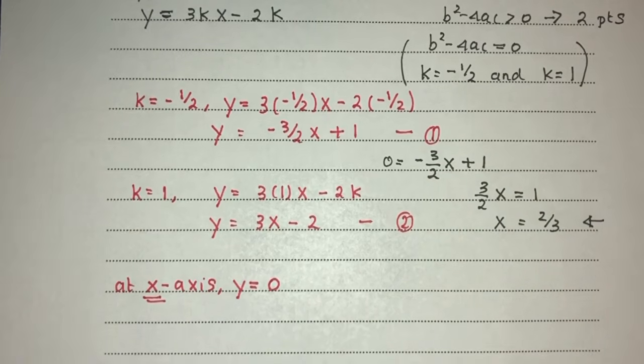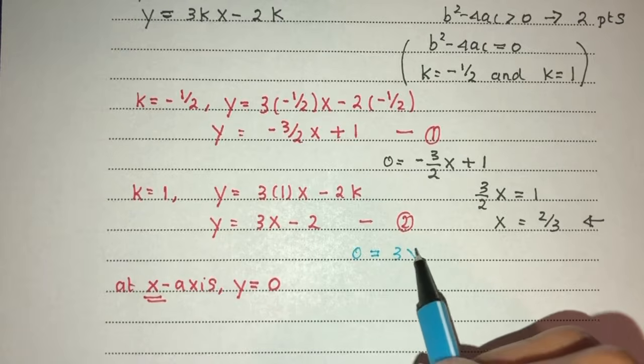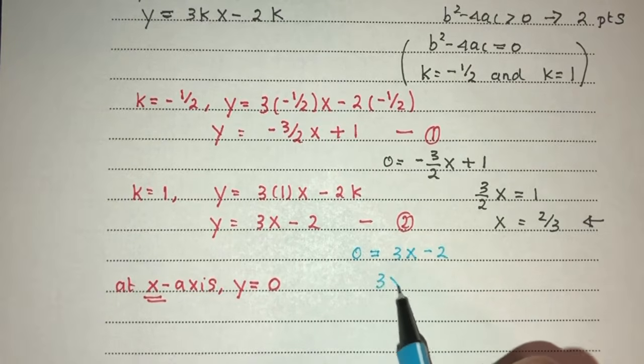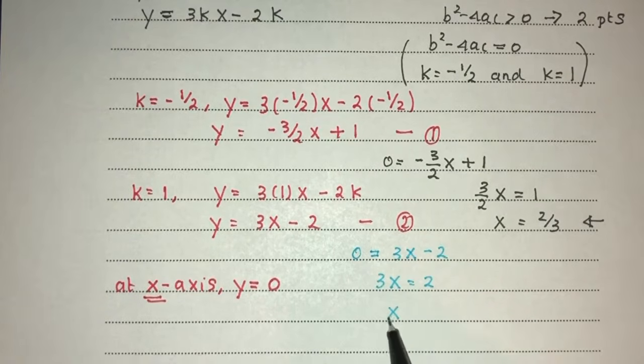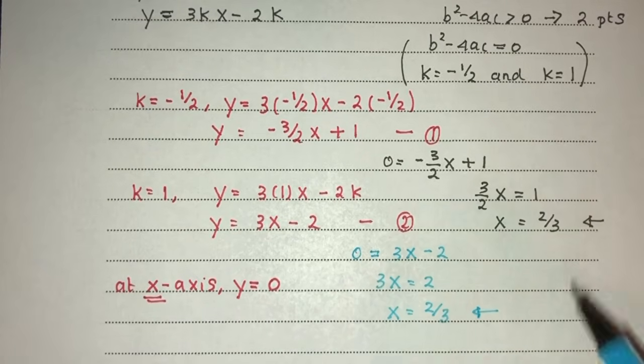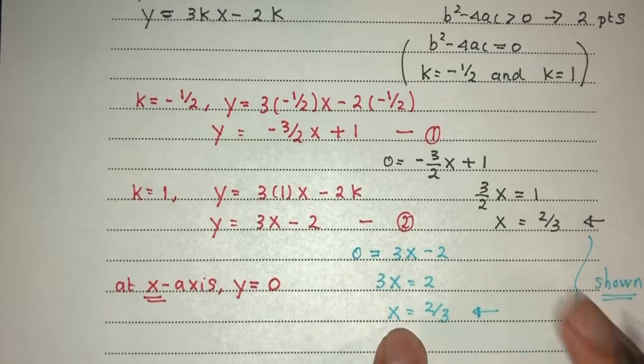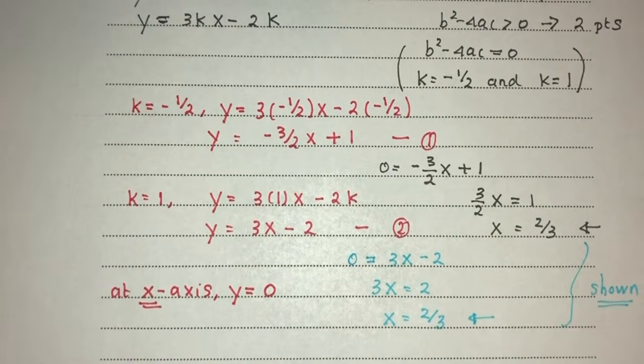Now for this one, let me use a different color. So y is 0. So you will have 3x minus 2. So 3x is equal to 2. x is equal to 2 over 3. As you can see, they meet at the same point on the x-axis. So you can show this, shown as required. They meet on the x-axis at the same point. Okay, that will be your question number 6.